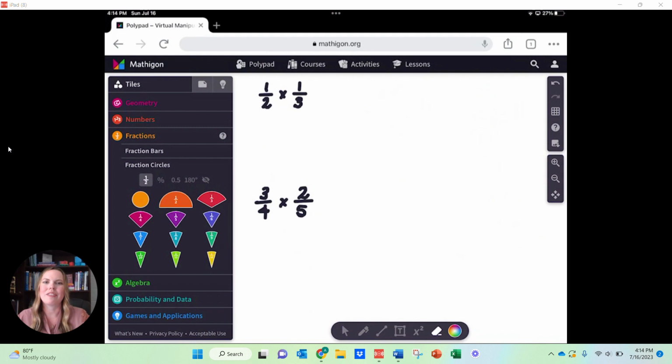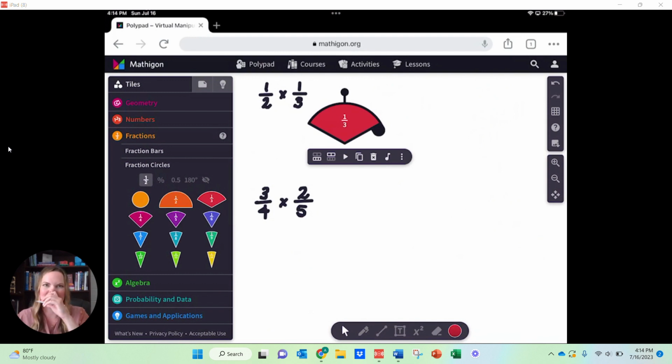If I have 1/2 times 1/3, I've got 1/2 of 1/3. So I'm going to start with 1/3 here, and I want to know what half of it is. Not half of the whole, but half of 1/3, which means I need to divide 1/3 into 2 pieces, or something that I can cut into 2 pieces, so that I can see what half of 1/3 is.